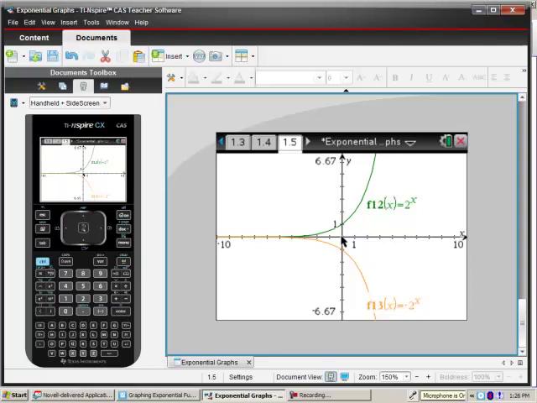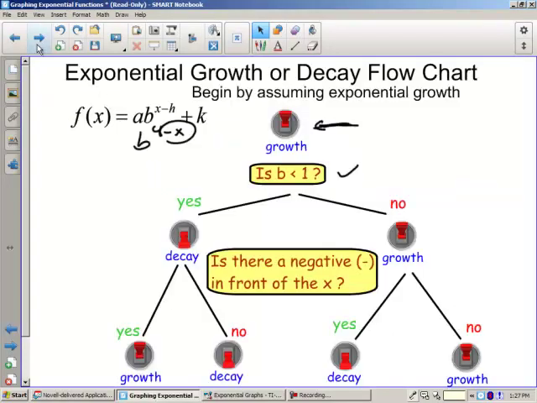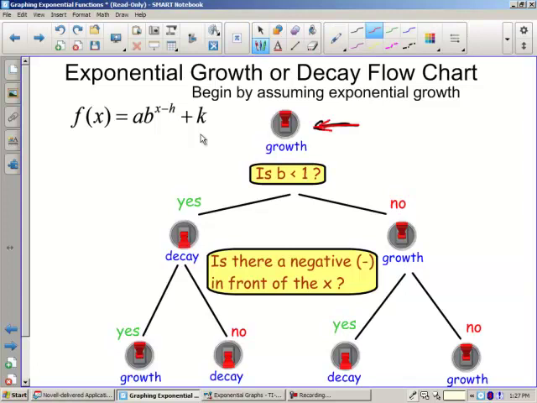They all have the same basic shape. And even as we translate them left, right, up, and down, you're going to continue to see that basic shape. All right, what I did, some people have enjoyed my idea of how I came up with a little flow chart. Basically, in order to know if we have exponential growth or exponential decay, I always start right here saying, okay, well, let's start with it being growth unless I find out it's not growth.